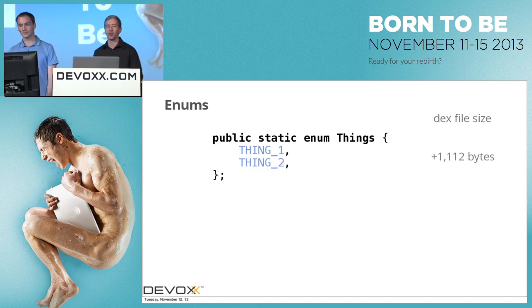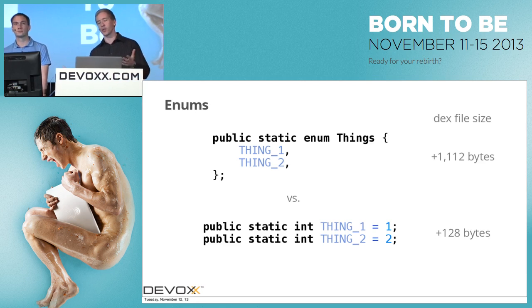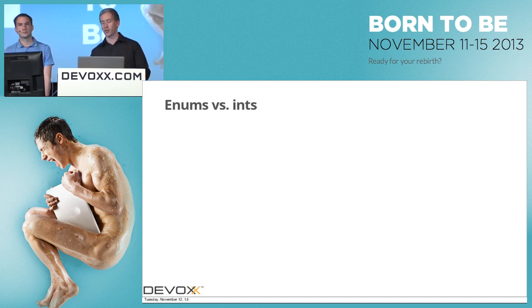So you could have an enum where you have two things declared in it, and you have about 1K or 1,100 bytes of size taken up. Or you could have two static ints that refer to these with 128 bytes. And this is not even doing anything with them, right? So all of a sudden you have a 10x improvement simply in the file size of DEX. So we use a lot of ints internally.